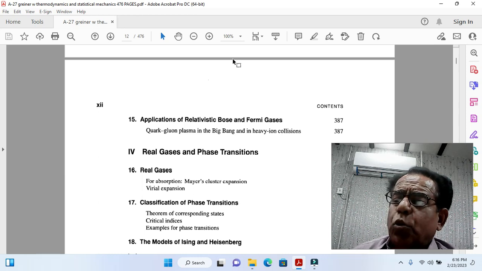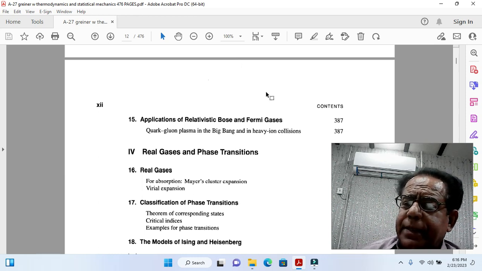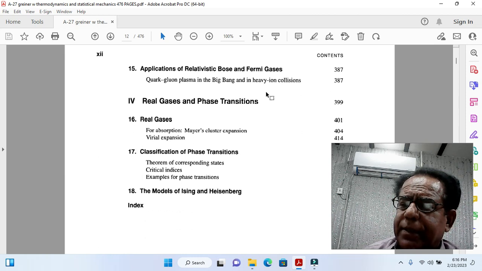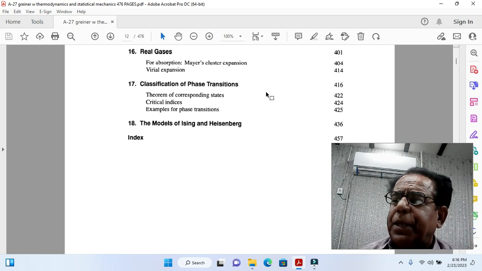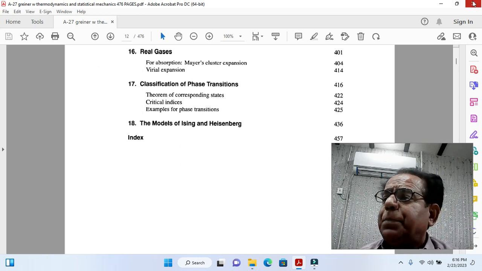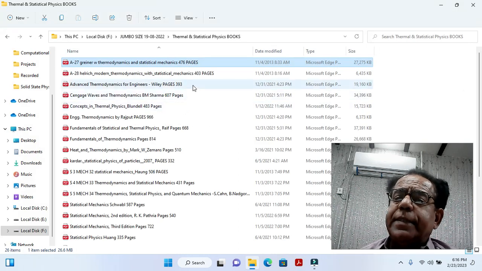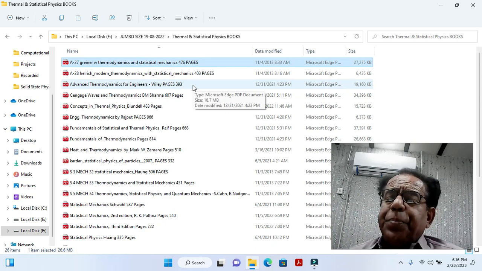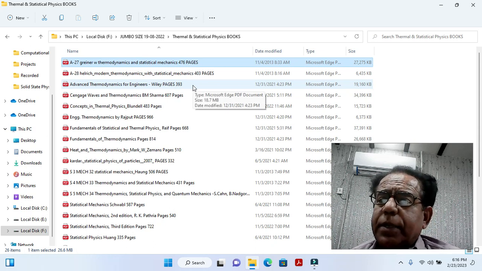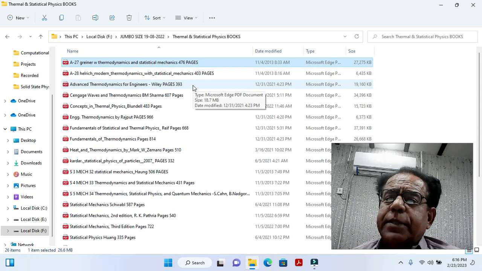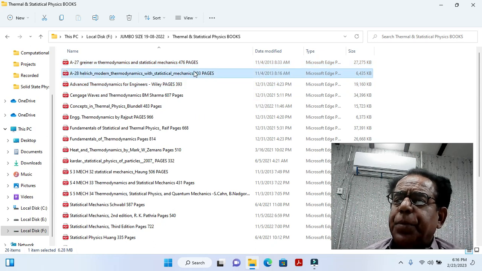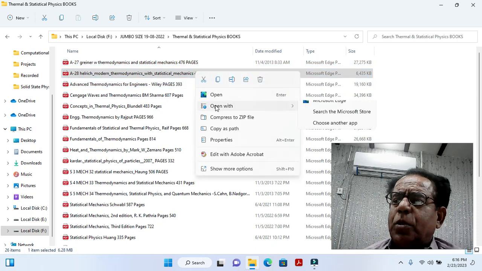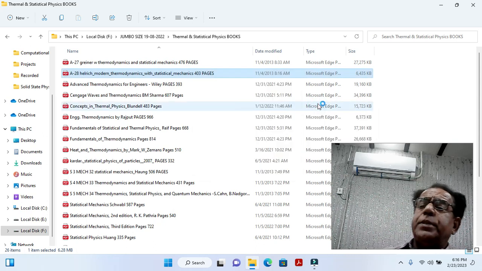real gases and phase transitions. This is the fourth part of this book. Real gases, classification of phase transitions, the models of Ising and Heisenberg. Index is given at page number 457. Now we can safely move to the next book, which consists of 403 pages, and its author's name is Helrich, Modern Thermodynamics with Statistical Mechanics. So this is the book.